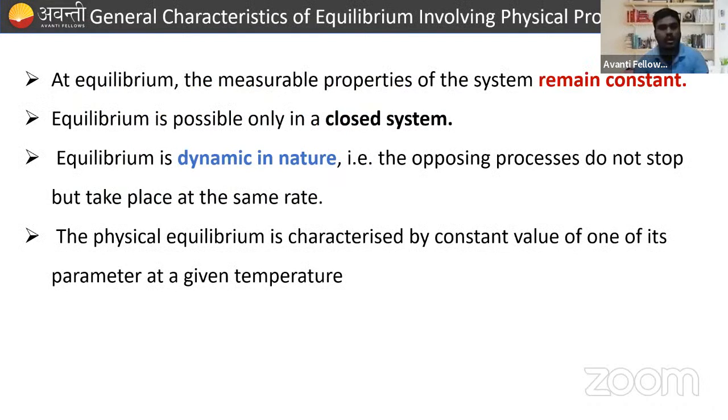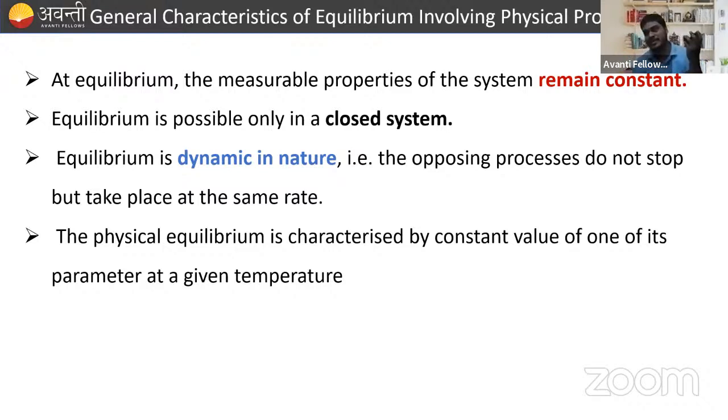Now, what are the general characteristics of equilibrium involving physical processes? Basically, at equilibrium, the measurable properties of the system remain constant. Always remember this. Now, equilibrium is possible only in a closed system. Always remember this. Let's see the example.